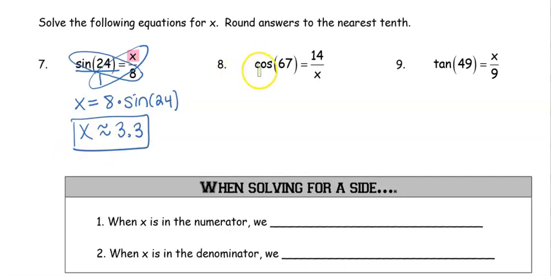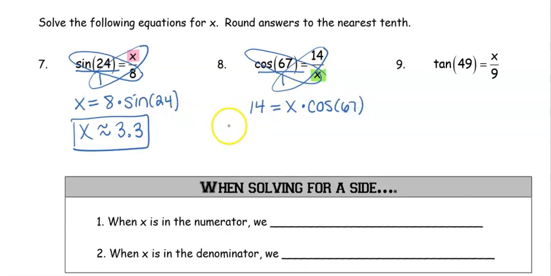Look at number 8. Cosine of 67 is 14 over x. So again, we set up a proportion and we cross multiply. We get 1 times 14. 14 is equal to x times the cosine of 67. Now, last time I cross multiplied, my x over here was already isolated. So all I had to do was go to my calculator. This time, I have x times the cosine of 67. I still need to get x by itself.